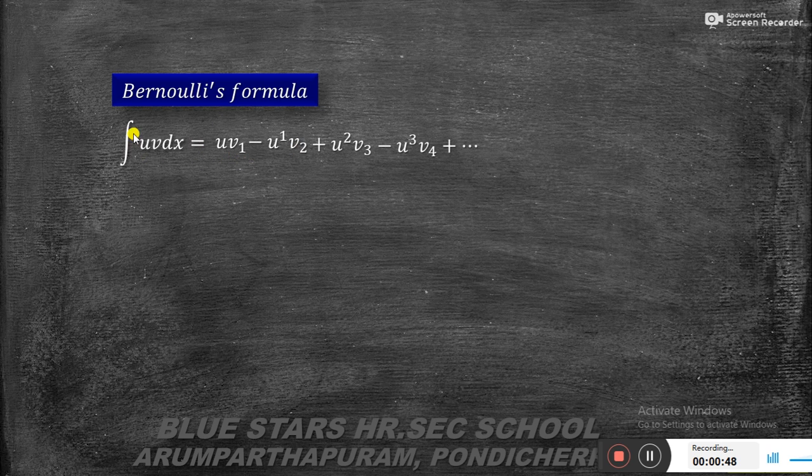That means the Bernoulli formula is integral uv dx equal to u v1 minus u1 v2 plus u2 v3 minus u3 v4 plus etc. Here v1, v2, v3 are successive integrations. We find the integrations, and from this we find the answer. u1, u2, u3 mean successive differentiation.